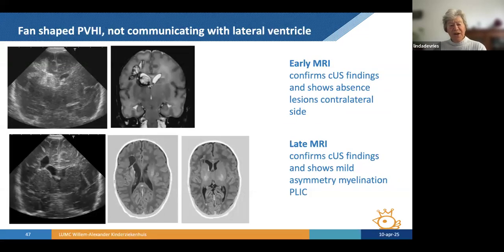Another type of PVHI, sometimes mistaken for unilateral cystic PVL, but that's obviously not the case. There's a large IVH. There is just this kind of triangular shape echogenicity, which is confirmed to be hemorrhage on this early MRI. And then at the term equivalent MRI, we see that there is cystic evolution, just a single cyst that is not communicating with the lateral ventricle. And we see that there is not complete absence, but a mild asymmetry of the myelination. And this child developed a mild hemiparesis later on.